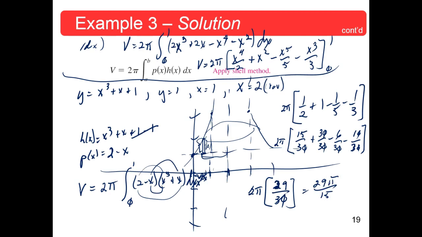Okay. 29 pi over 15. So, yeah, just trust the integration and the steps to take care of things, and they do. When they do. Okay? And I think this time it did. All right, good deal. That finishes 7.3.